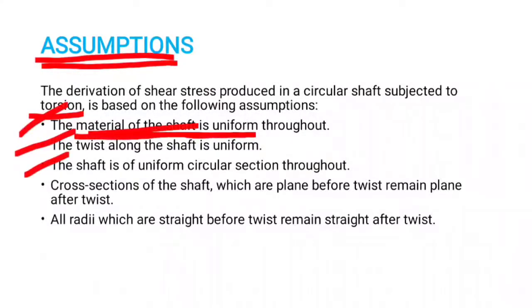And the third one is the shaft is of uniform circular section throughout. We can assume the shaft is a uniform circular section. It is not a rectangular section, it is not a triangular section, it is not a square section. We can assume it as a uniform circular section. The cross sections of the shaft which are plane before the twist remain plane after the twist.